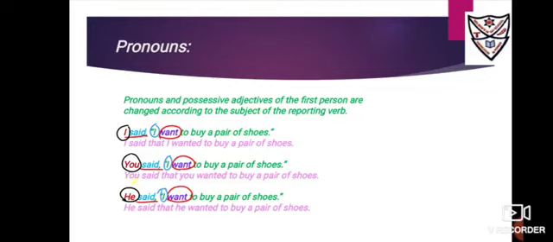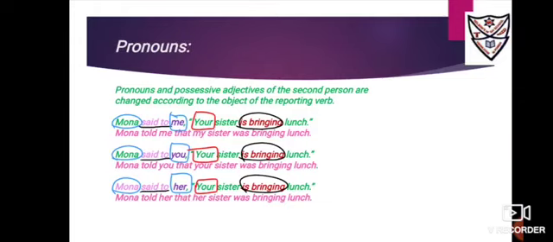Okay, now first person pronoun changes with the speaker, that is "he." Now this speaker is in which person pronoun, children? "He" is a third person pronoun. Okay, so instead of "I wanted," it becomes "he wanted." So it is "He said that he wanted to buy a pair of shoes." So this is how the first person changes with the speaker. Let us take more examples.